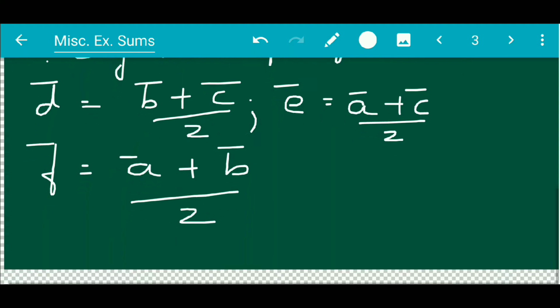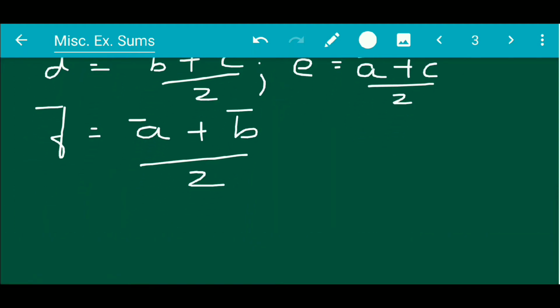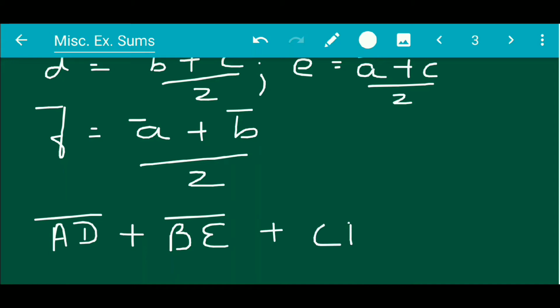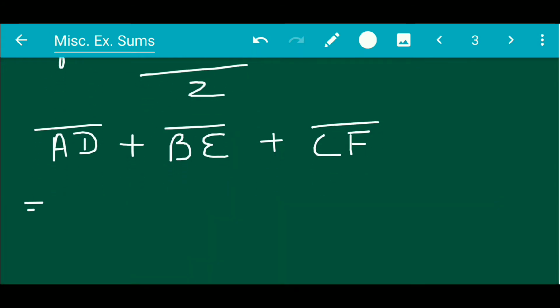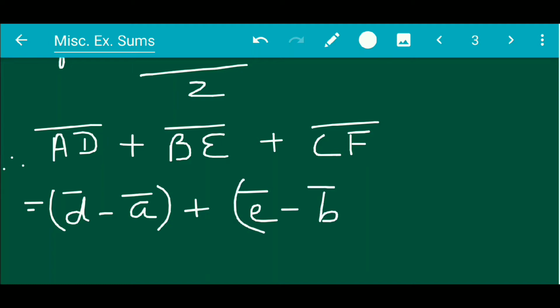Now, take the sum which they want us to prove. That is AD plus BE plus CF. Now, writing them in the form of the position vectors, AD can be written as D minus A, so D bar minus A bar, plus E bar minus B bar, plus F bar minus C bar.